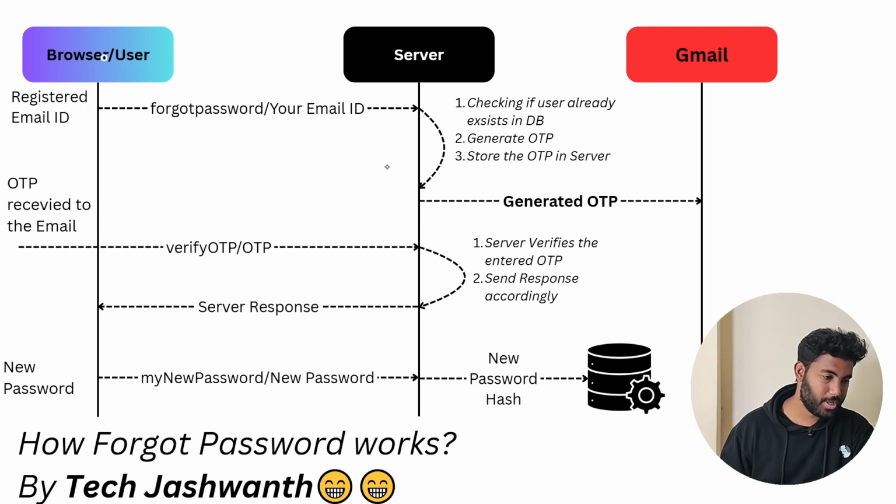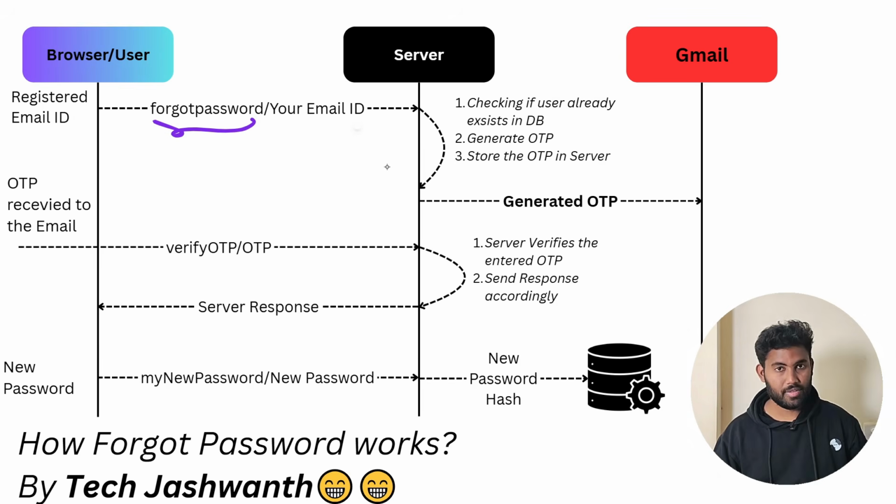Okay. So in this particular forgot password UI page, we'll ask our user to enter his registered email ID. Once the user enters his registered email ID and clicks on the submit button, here is the sample route that is present in our backend. This email ID entered by our user will be sent to the server. So what happens when the server receives a particular email ID for this route?